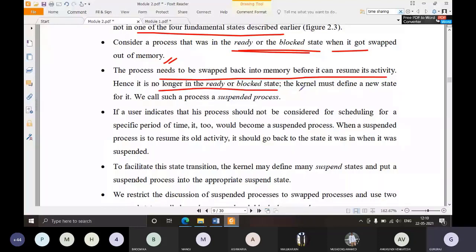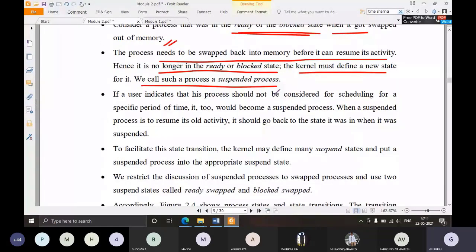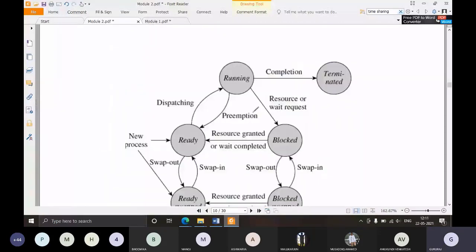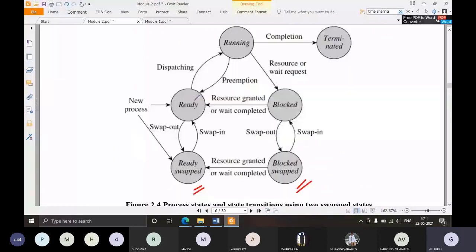So the kernel must define a new state for it. Those states are known as suspended states. You can see that here. If the process is in ready state and it was swapped out, then it will move to a new state known as ready swapped. Why is it known as ready swapped? Because the process is suspended, but before it was suspended or swapped out, it was in ready state. That is why it is known as ready swapped.